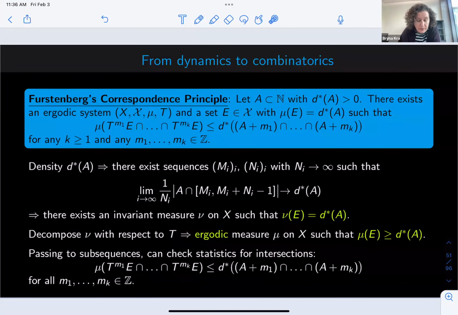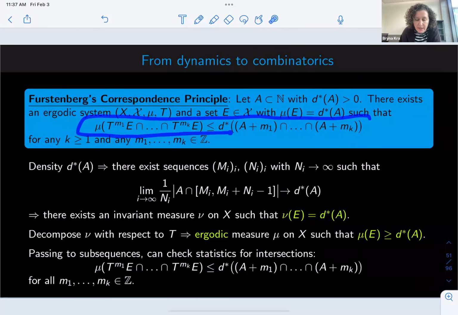So this is the continuation of the proof. That's just the statement up there. Now I have to use the fact that it was density, and I have to check that I can define a measure that will pick up the right statistics. By the right statistics, I still need this statement here, that the measures of these things are a lower bound for the densities of the corresponding intersections over in the integers.